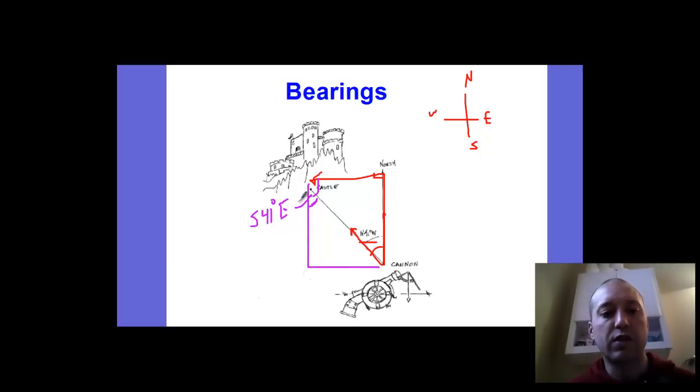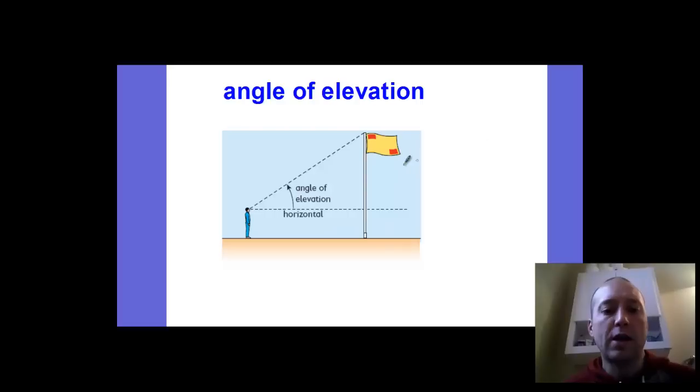So south 41 degrees east: we're going straight south, and then east, so that would be from the castle back down to the cannon. So you use your north-south first and your west-east second. I know in aviation it's written a little differently, but this is typically how it's written in most of the application problems we'll see. Next, angle of elevation and angle of depression.